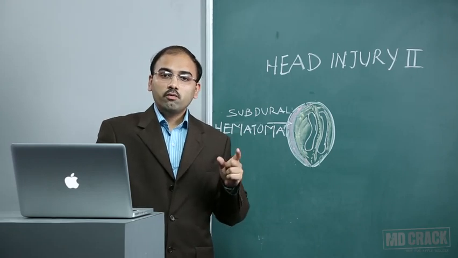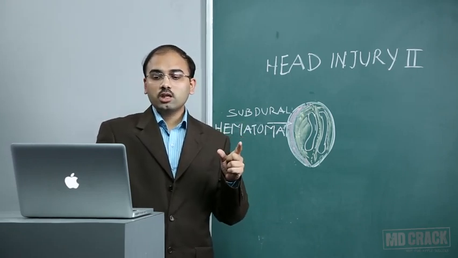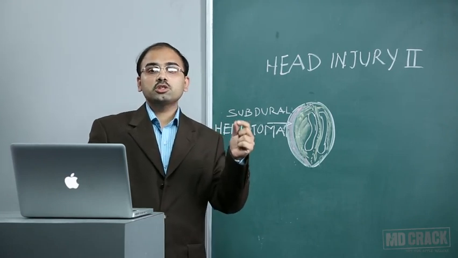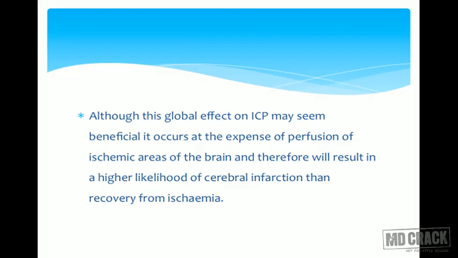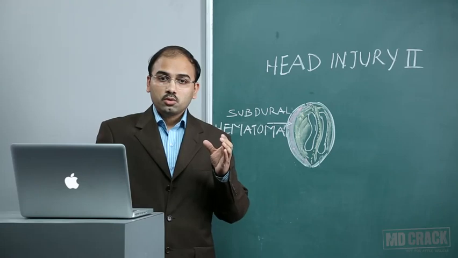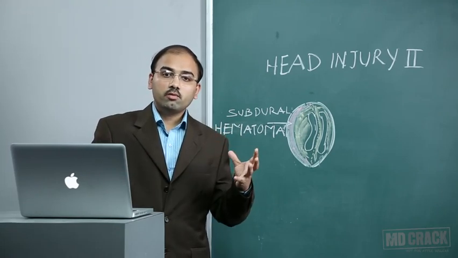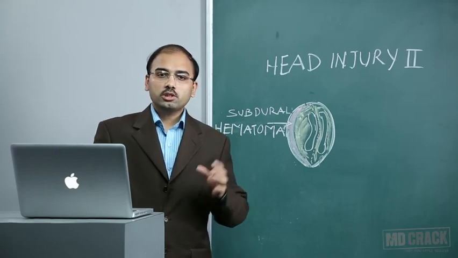But mind you, friends, whenever there is a decrease in intracranial pressure associated with vasoconstriction, there will be more injury to ischemic zones. Although this global effect on intracranial pressure may seem beneficial, it occurs at the expense of perfusion of ischemic areas of the brain and therefore it will result in higher likelihood of cerebral infarction rather than recovery from ischemia. So whenever you have to reduce intracranial pressure with hyperventilation, you should do it very cautiously.